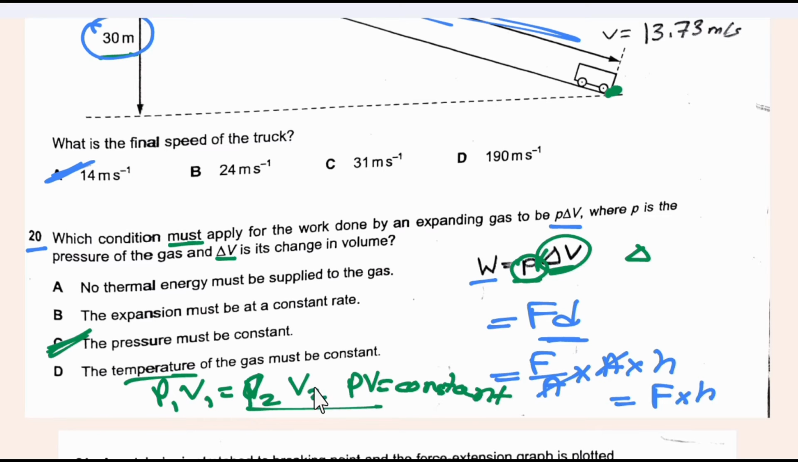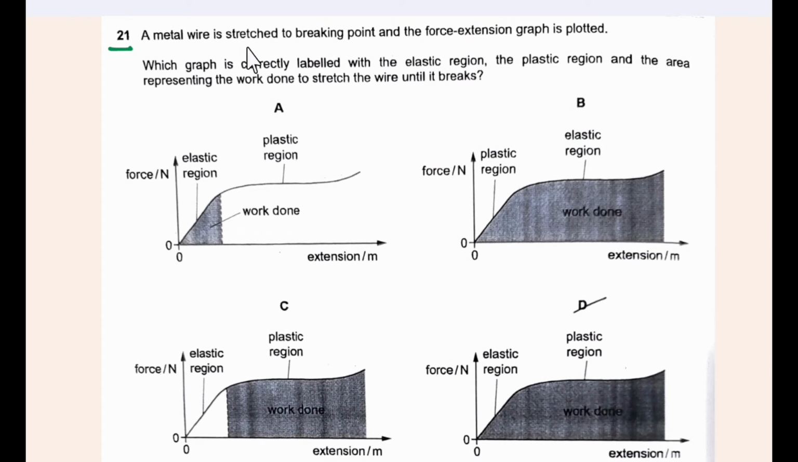For this situation we use temperature as constant, but for now the pressure is constant. 21. A metal wire is stretched to the breaking point and the force extension graph is plotted. Which graph correctly labeled with the elastic region and the plastic region, and the area representing the work to stretch the wire until it breaks?